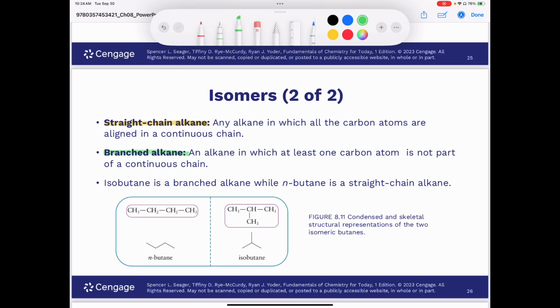If you take a look at these two examples shown here, isobutane is a branched alkane, while n-butane is a straight chain alkane. This n prefix actually comes from the word normal. So if we have an n-alkane, it's a straight chain alkane. It stands for normal. So normal butane is just a straight chain like this.